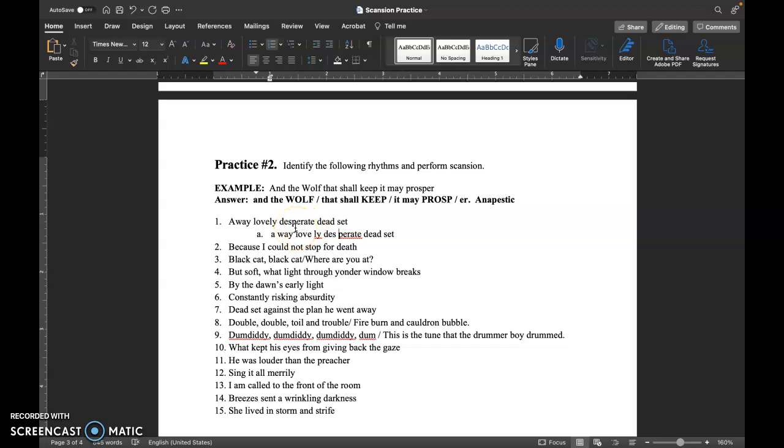Okay, if I was to say this line as naturally as possible, I want to now listen into which syllables sound louder than the rest. Away, lovely, desperate, dead set.